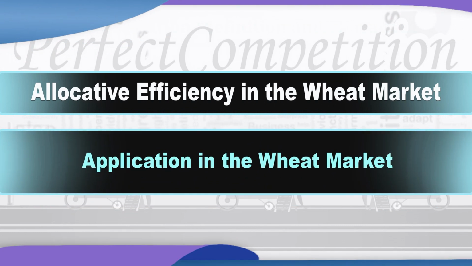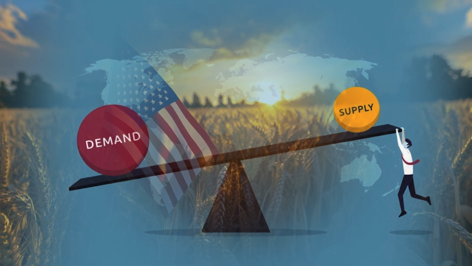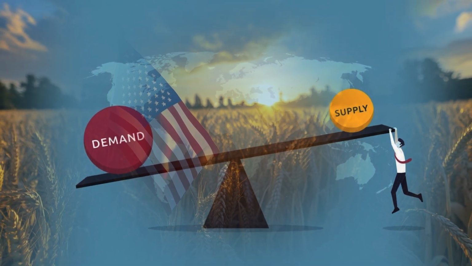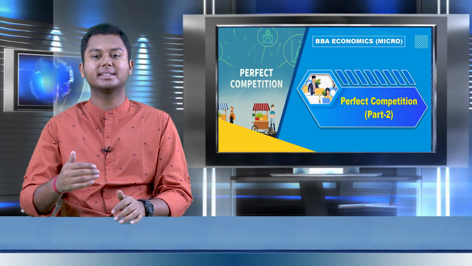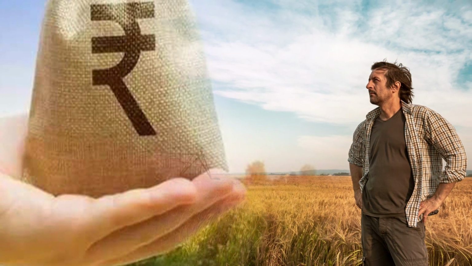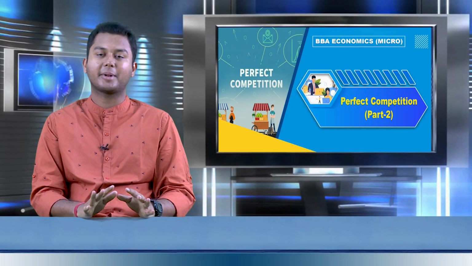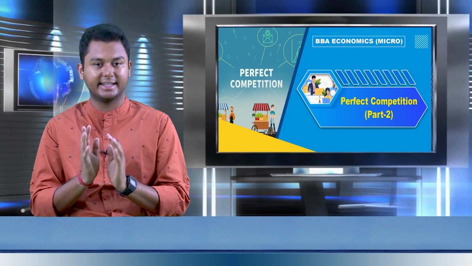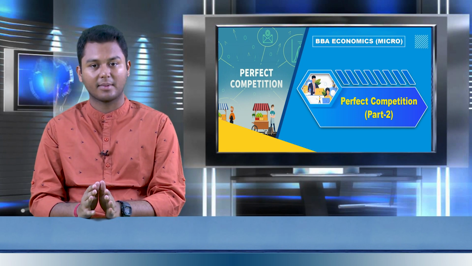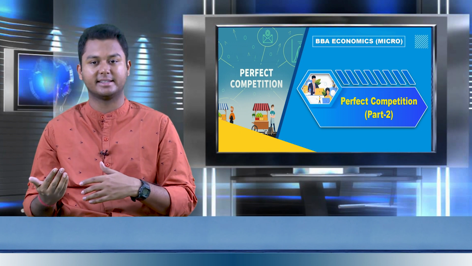If we apply this definition to the wheat market, then in the wheat market the price is set by interaction of global supply and demand. Individual farmers adjust their production levels so that the cost of producing the last bushel of wheat equals the market price. The price of wheat reflects its value to consumers, who are willing to pay the price based on their preferences and needs.